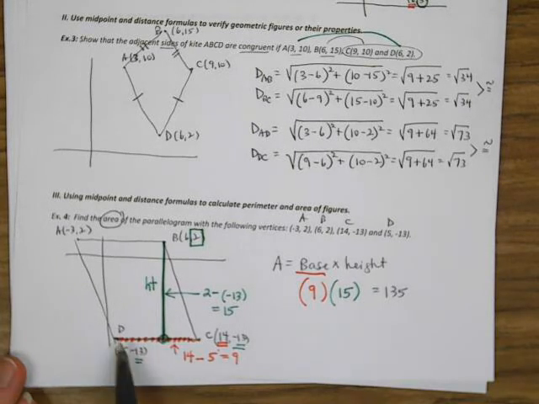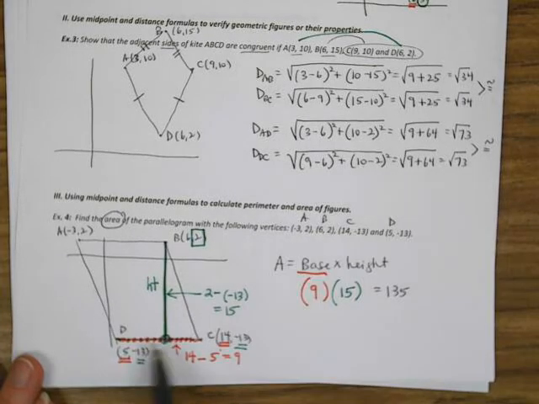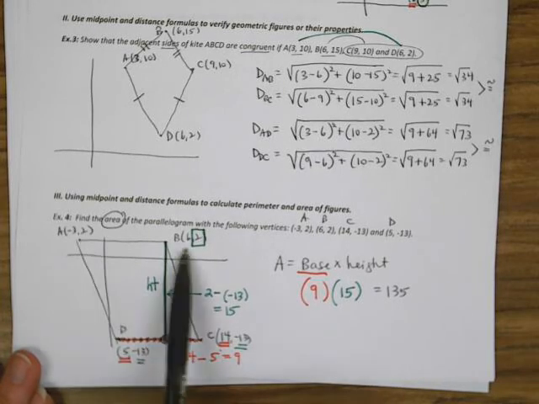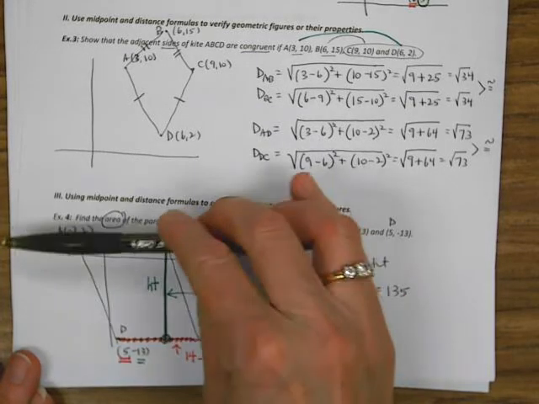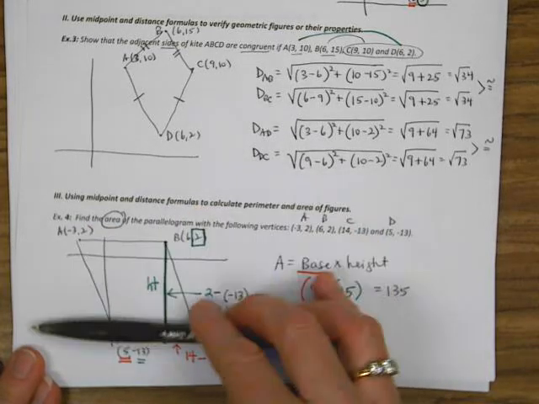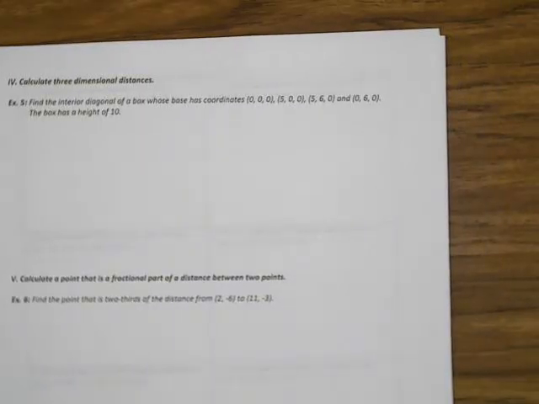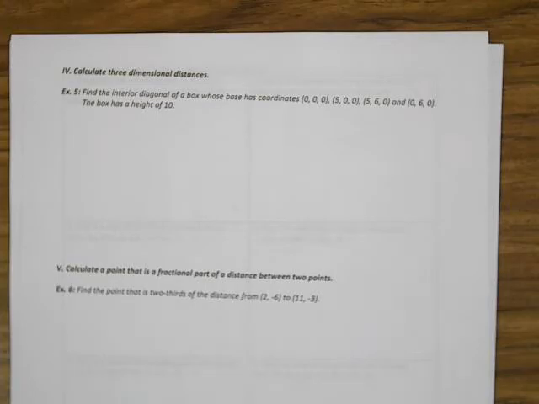So again, the horizontal one is more obvious, but you have to remember on that vertical segment, you know that any of these y values down here are going to be -13. Any of these y values are going to be 2. So 2 minus -13 gives you that vertical distance. Okay. All right, couple more examples here. We're going to talk about three-dimensional distances.